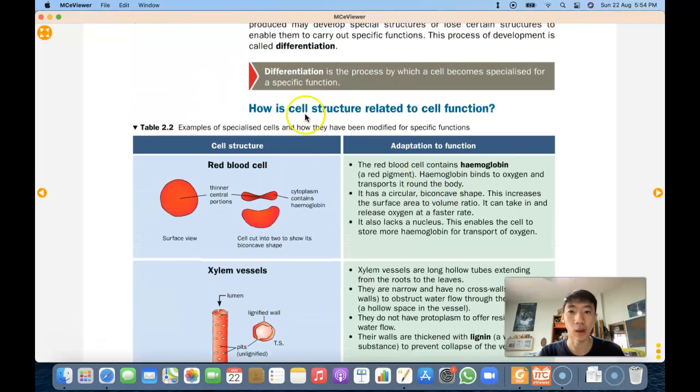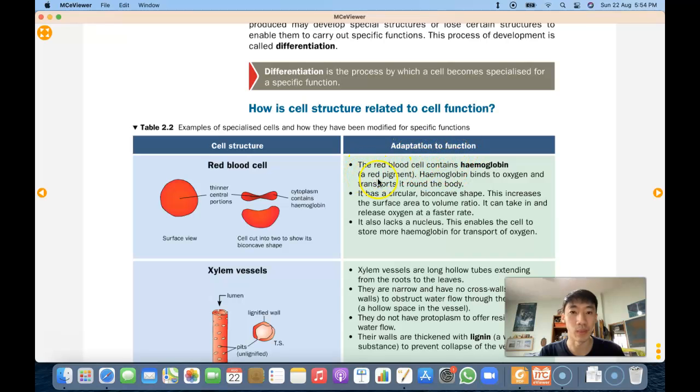So this one here, right? How is the cell structure related to the cell function? So here we see the structure. Right, the structure of the red blood cell is pretty simple, with a biconcave shape. Right, the cell is a biconcave shape, and it contains hemoglobin, and it does not contain a nucleus. So that's the structure. And what are the adaptations for the function?